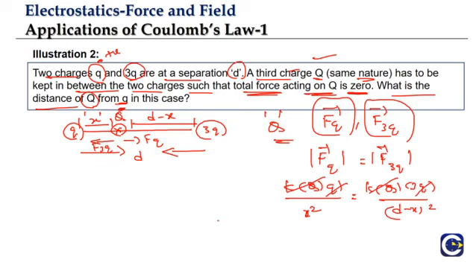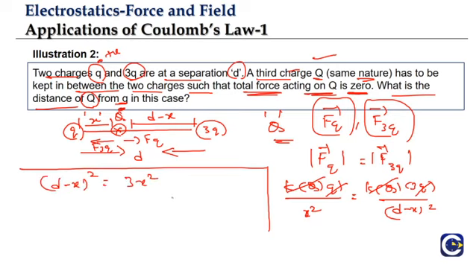On cross multiplication, what we have is d minus x the whole square is equal to 3x square. Now we can open this d minus x the whole square, then we will get a quadratic, and then we can solve for the value of x. Essentially we need to find the value of x here. The other way to do it is a numerical technique: 3x square can be written as root 3x the whole square.